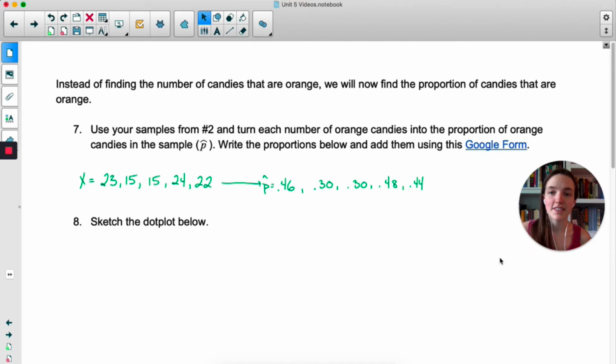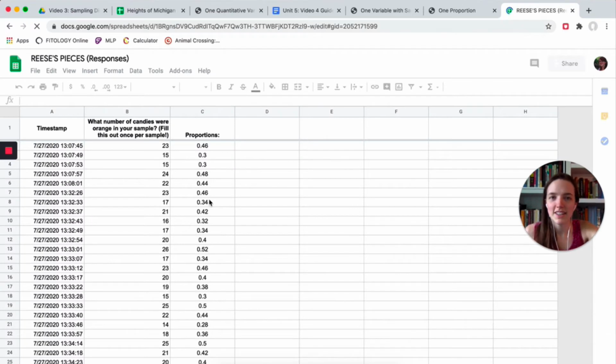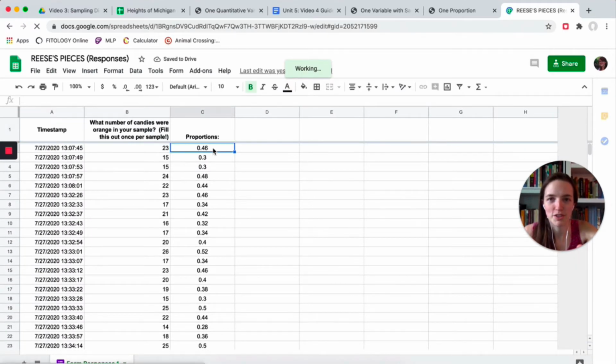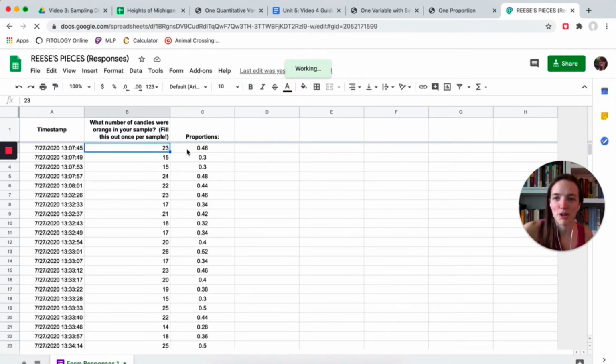Okay, so next, instead of looking at the number of orange candies, we're going to think about the proportion of orange candies. Now, I updated these directions. At first I was going to have you convert your 5 values into proportions and then put them into a new Google form. And then I was like, that's a waste of time. Instead, I just set up the responses spreadsheet to calculate the proportions for you. So when someone puts 23 into the Google form, this column automatically takes that 23 and divides it by 50.